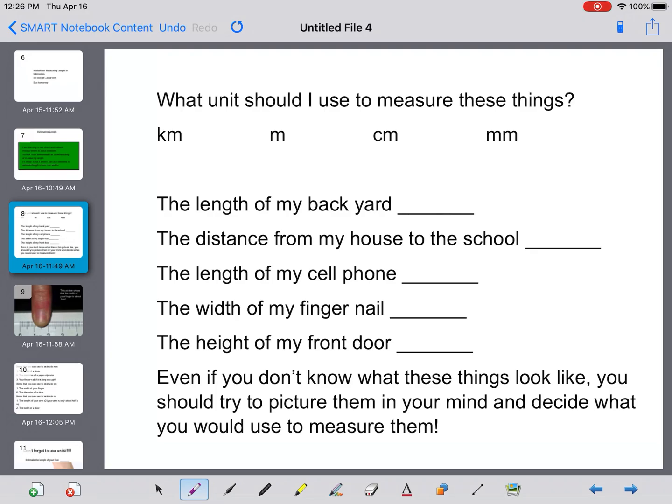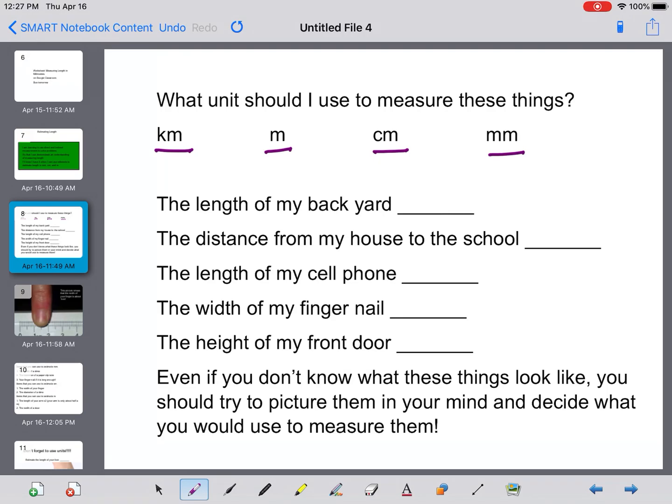Okay, so we're going to go through a couple of questions here and decide what unit I should use to measure these things. So do I want to use kilometers? Do I want to use meters? Do I want to use centimeters? Or do I want to use millimeters? And those are the abbreviations for each of those terms. At any point during these questions, if you need to stop the video to think about what answer you think it is, that's totally fine. Please do that. That way you've got enough time to think about it.